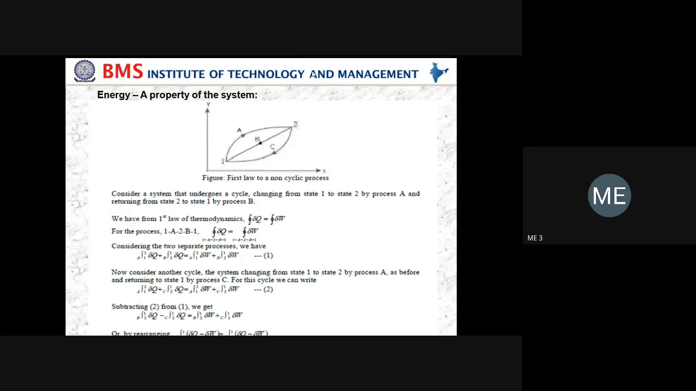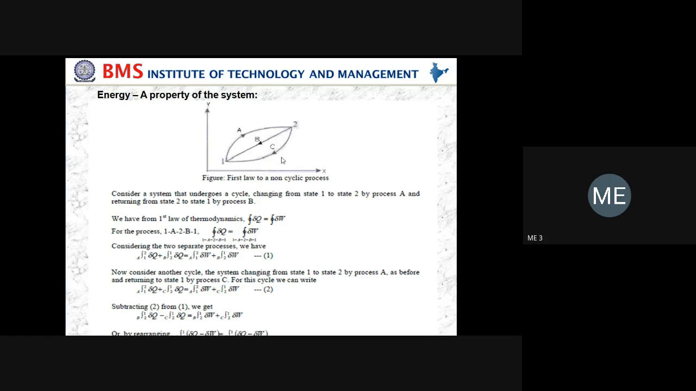First I considered 1A 2B 1. Now I am going to consider the cyclic process 1A 2C 1. Can anybody tell me how to write this equation for 1A 2C 1? How you wrote for the process 1A 2B 1 in equation number 1, the same thing you have to write in equation number 2 also. Instead of path B, you have to write A and C. In the second case B is not there, only A and C are there. Then how are you going to write?